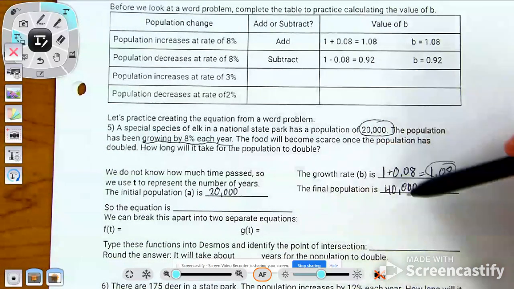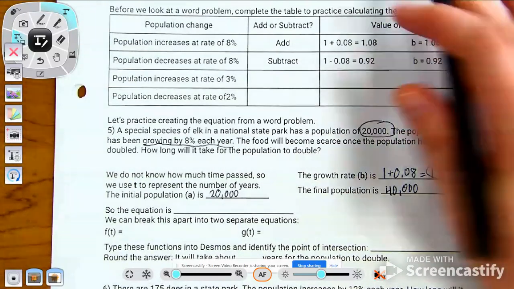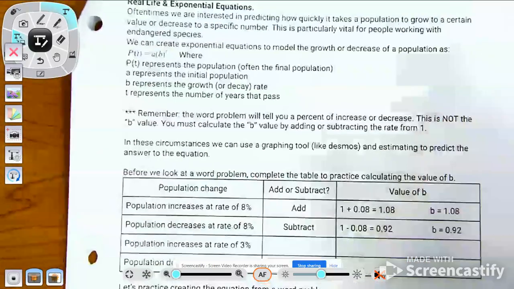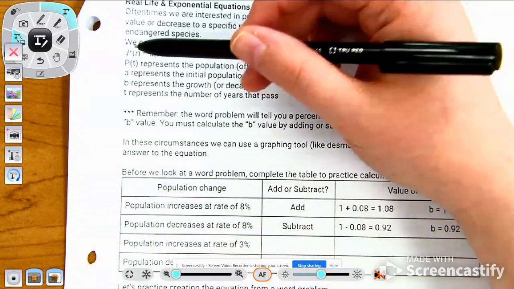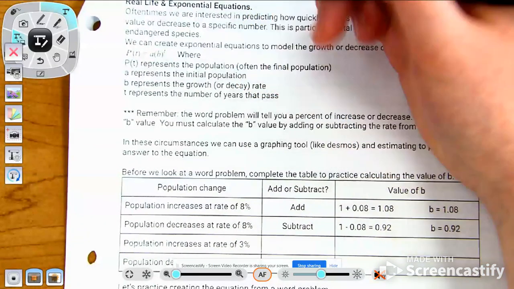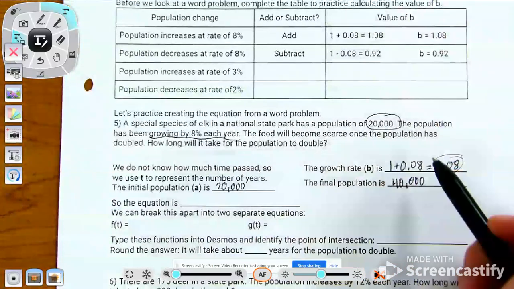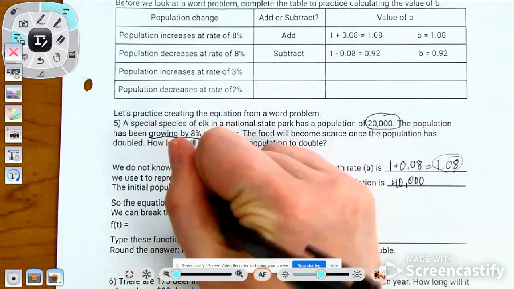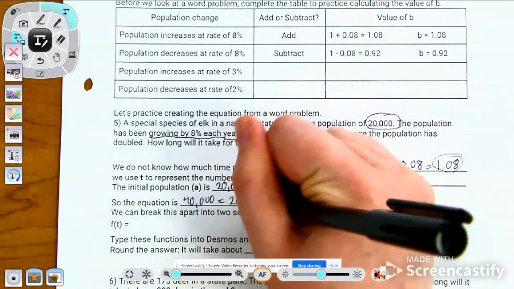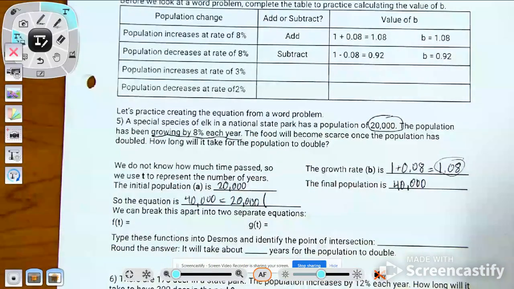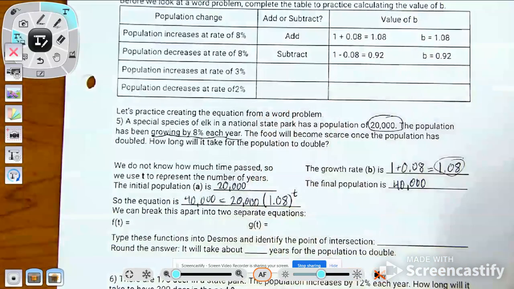So we can take these three values and substitute them into our equation, which is listed at the top of the page: P of t equals a times b to the power of t. We know our three values. The only thing we don't know is the value of t. So if I substitute this in, my equation will be 40,000 equals my initial population, 20,000, times my growth rate, 1.08, to the power of t.